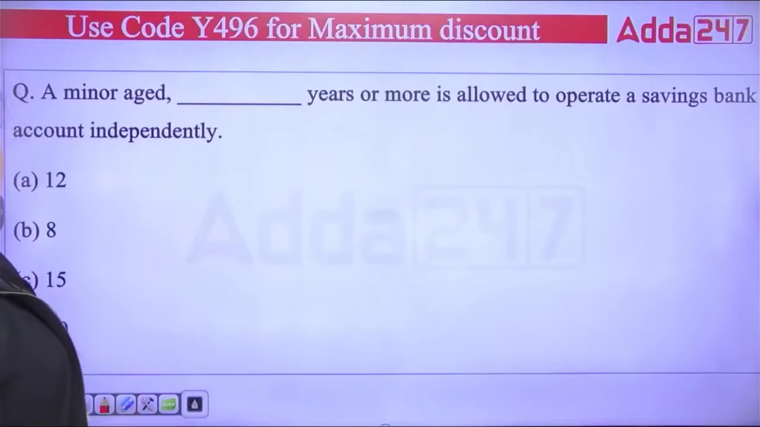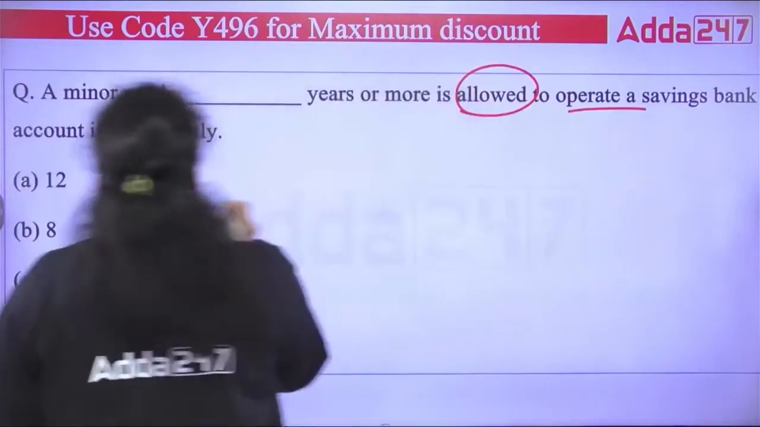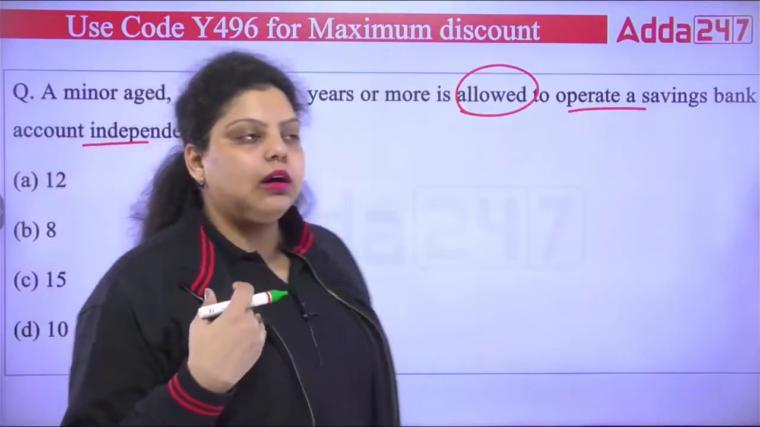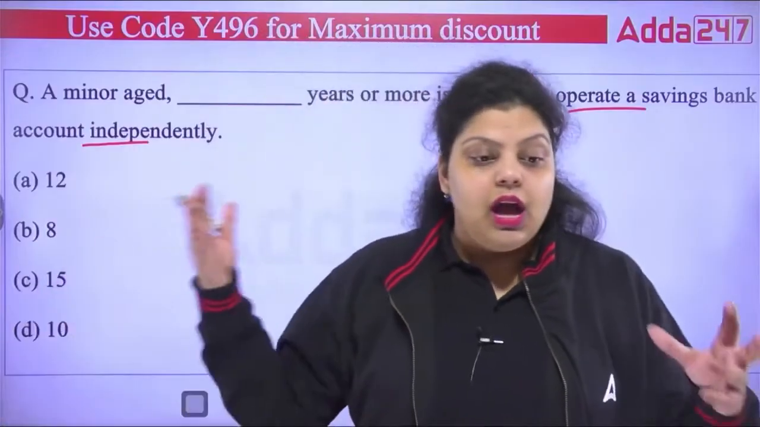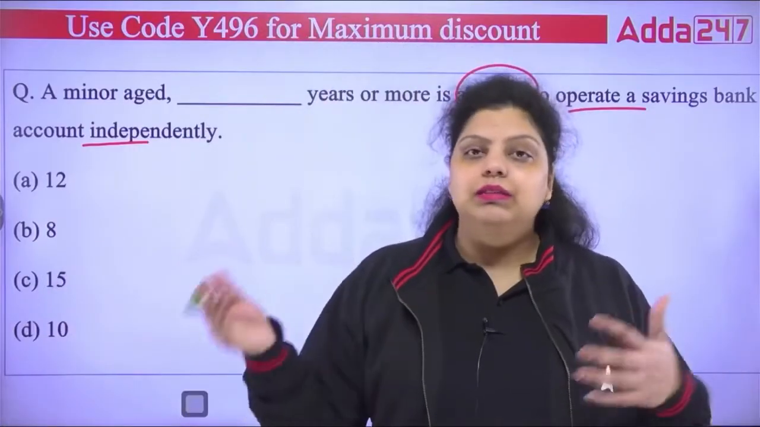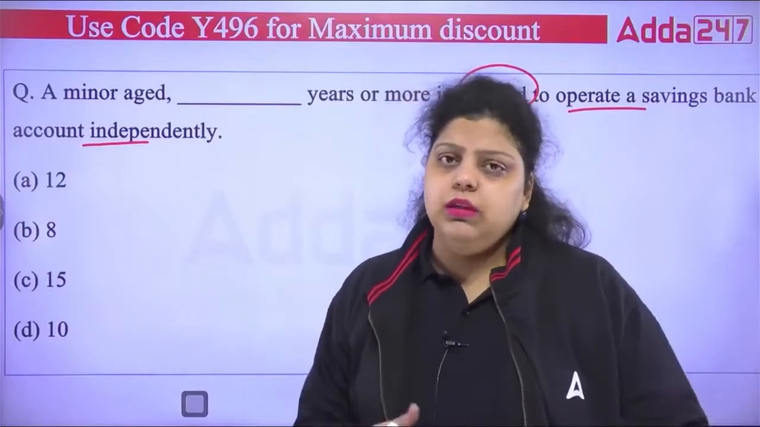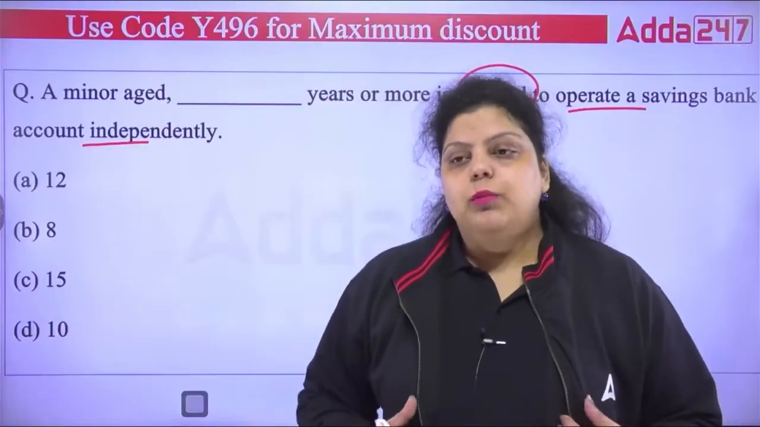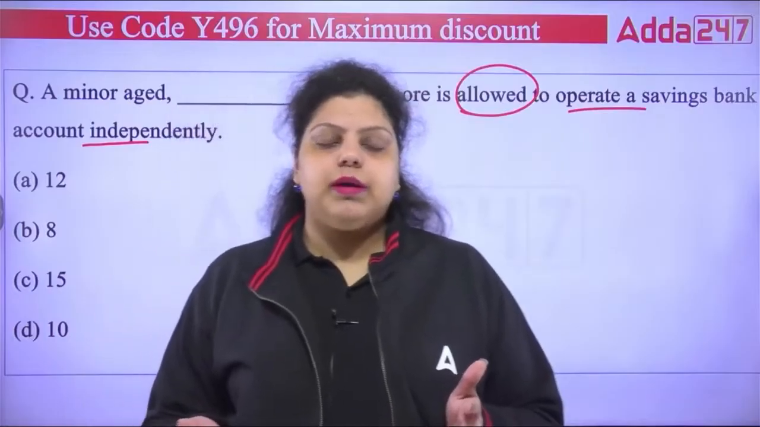Now, a minor, age dash years or more, is allowed to operate a savings bank account independently. So a minor is the person who hasn't completed the age of 18 years, है ना? After completing the age of 18 years, the person will be known as a major. But the person who has age below 18 years is a minor. So now a minor can have the account, है ना? The guardians, mother or father, can become the guardian of a minor's account.